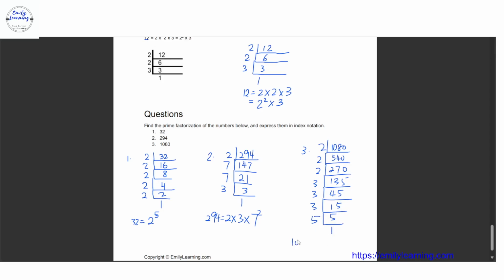So I know that 1080 can be written in the form of 2 cubed, because 2 is multiplied by itself 3 times, times 3 cubed, because 3 is multiplied by itself 3 times, and times 5. So in index notation, 1080 is equal to 2 cubed times 3 cubed times 5.